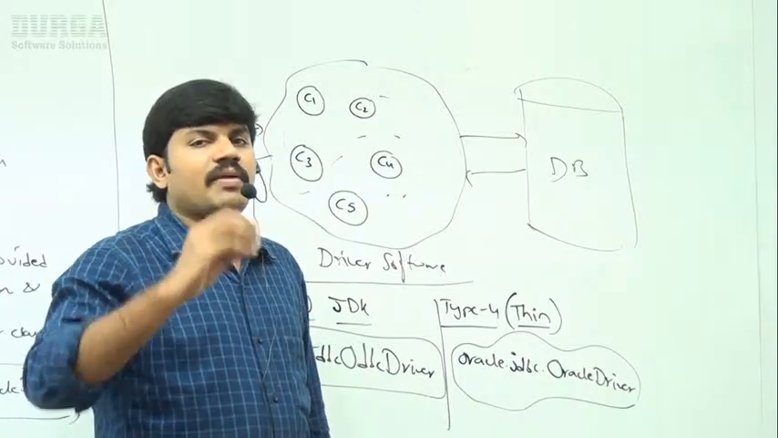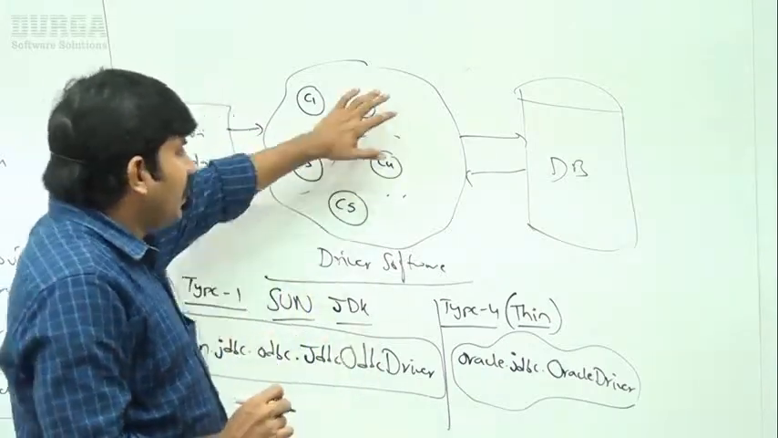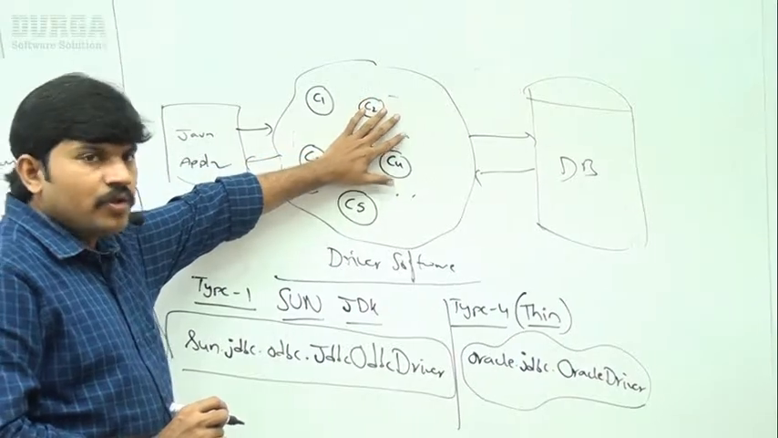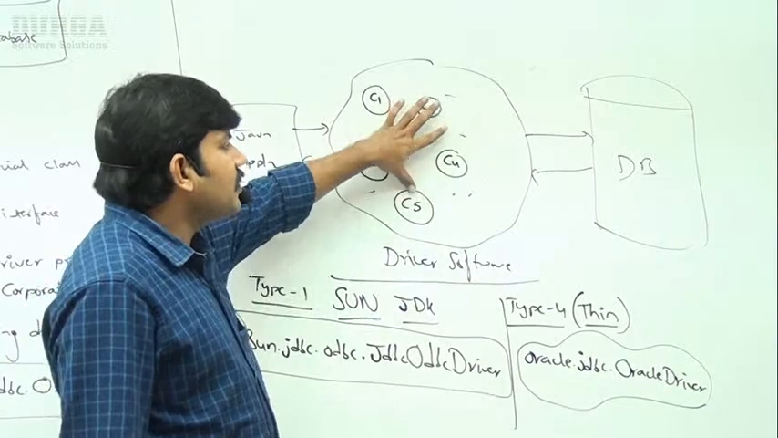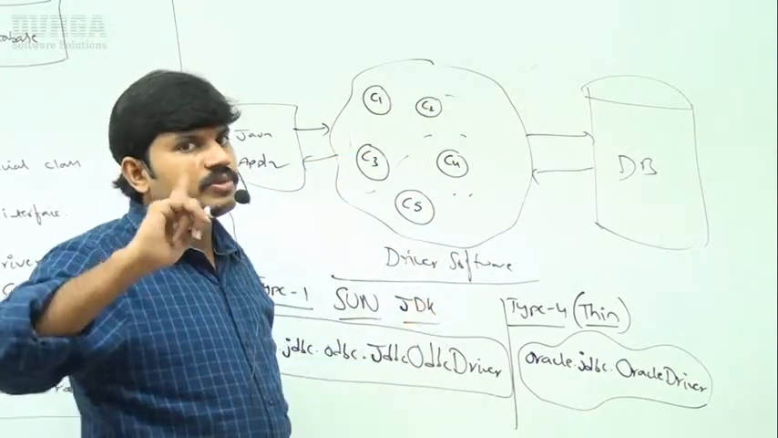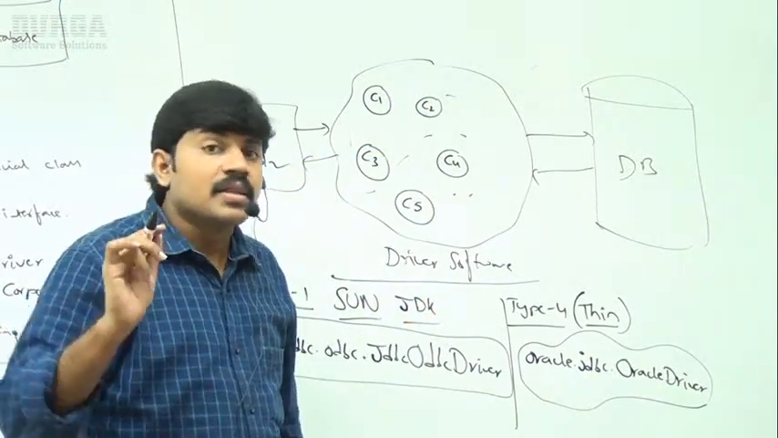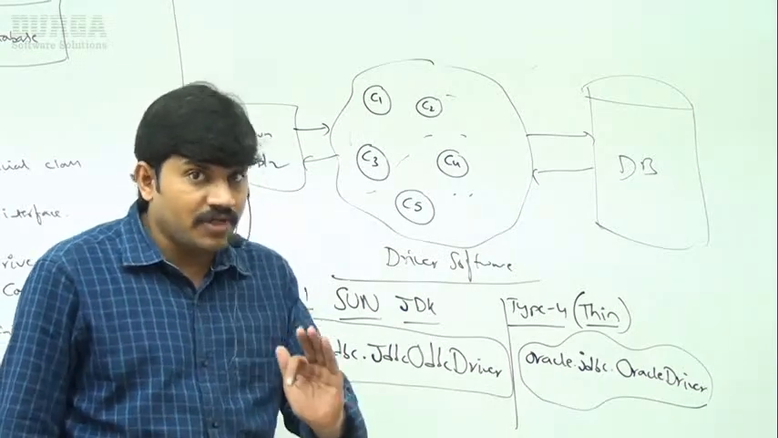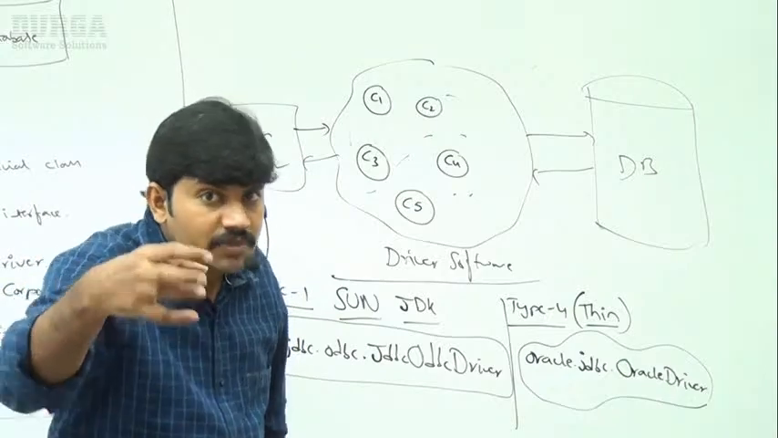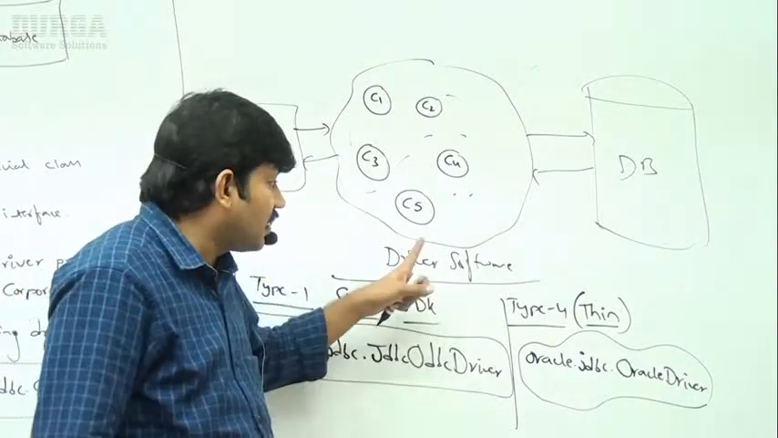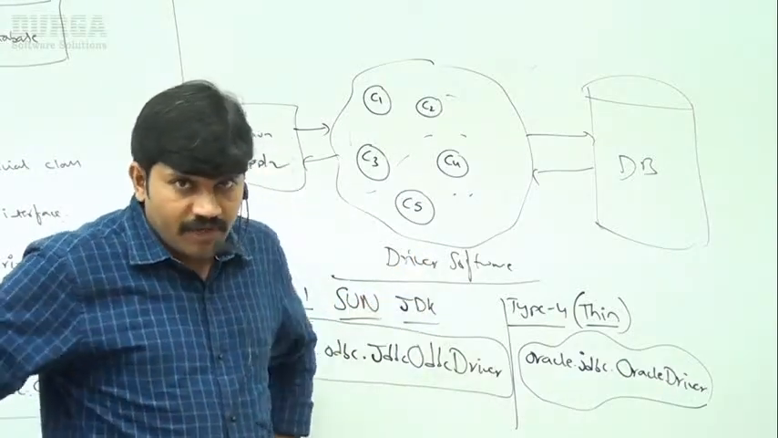So every driver software is a collection of classes which provides the implementation of the JDBC API. Among these classes, there is one special class, and that special class is nothing but the driver class. So every driver software is identified with some special class, which is nothing but one driver class. Clear for all of you, right? Okay.